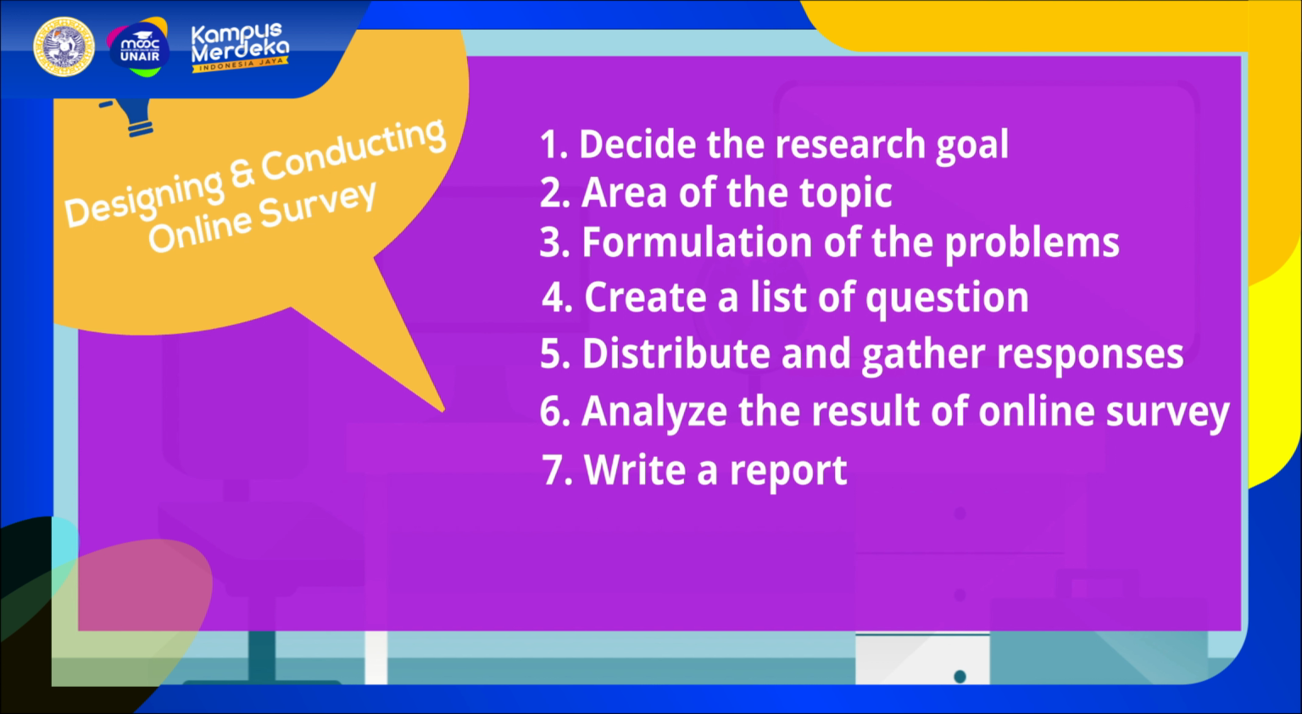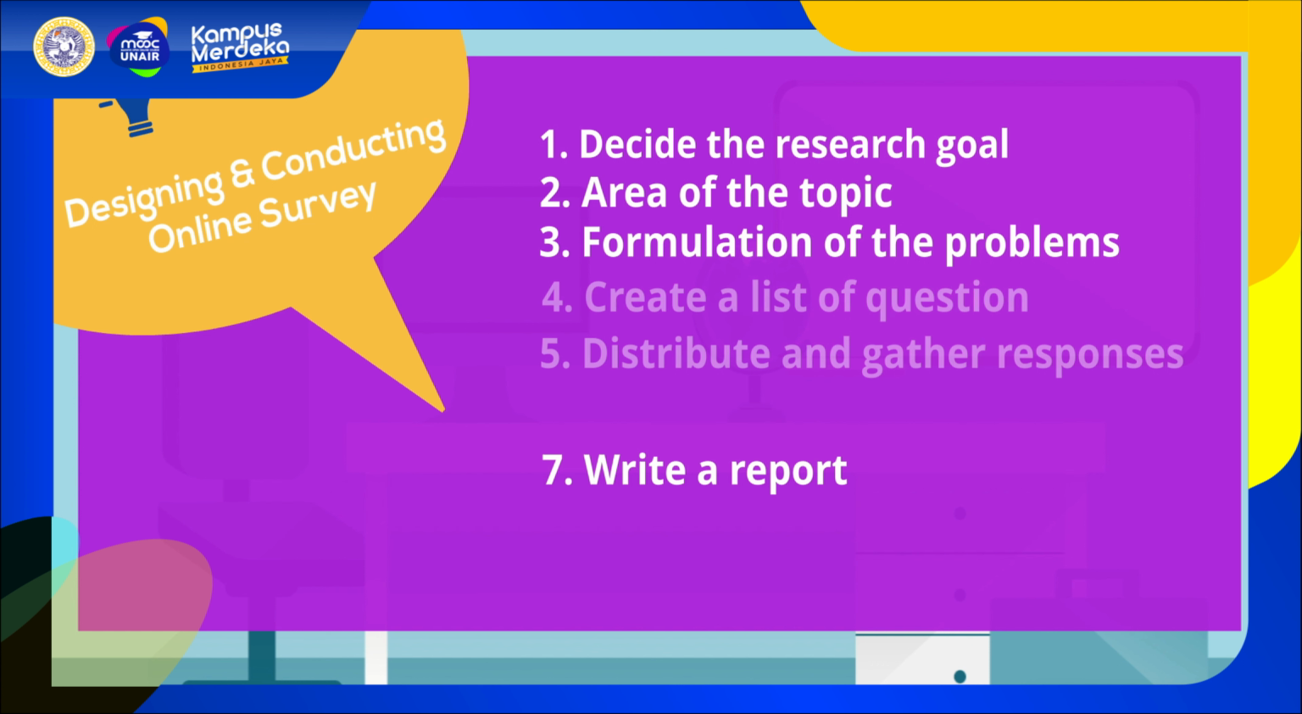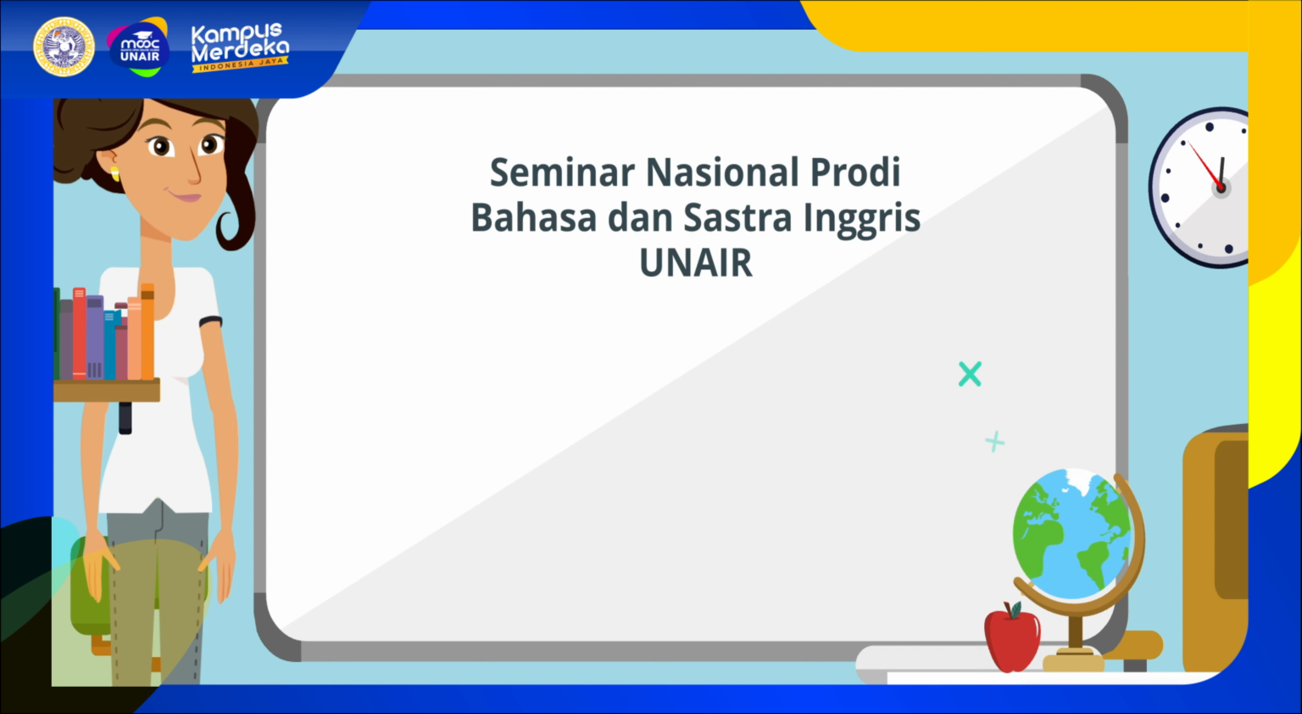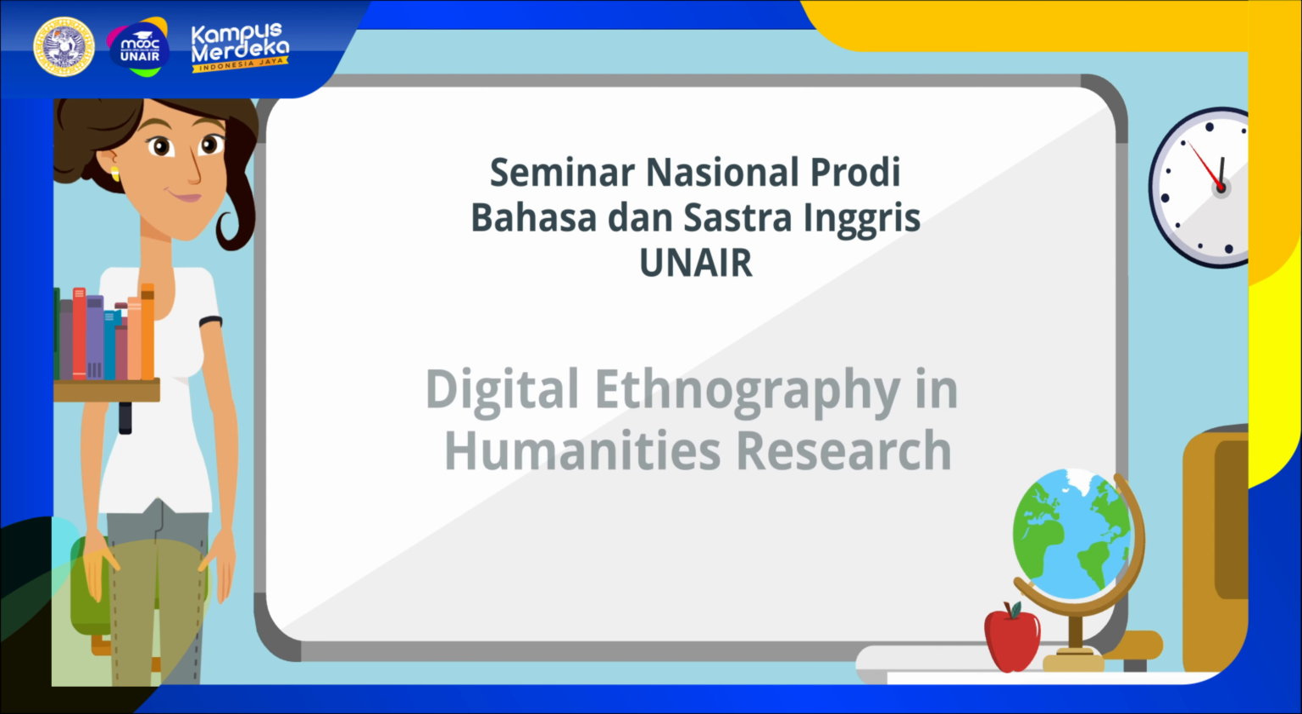Number 7, write a report. So after finishing all of these things, we need to write a report. So for more understanding about conducting an academic survey, here I'll give you an example from the Seminar Nasional Prodi Bahasa dan Sastra Inggris entitled Digital Ethnography in Humanities Research.